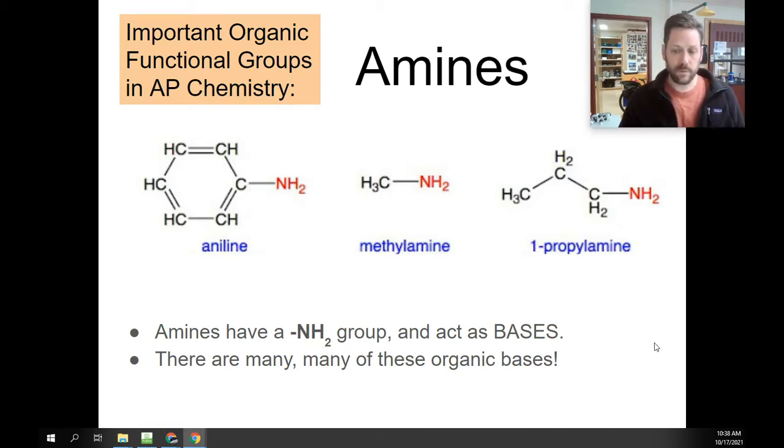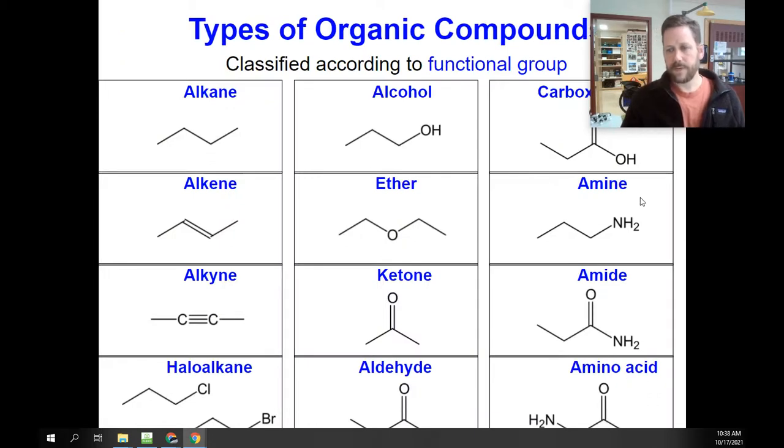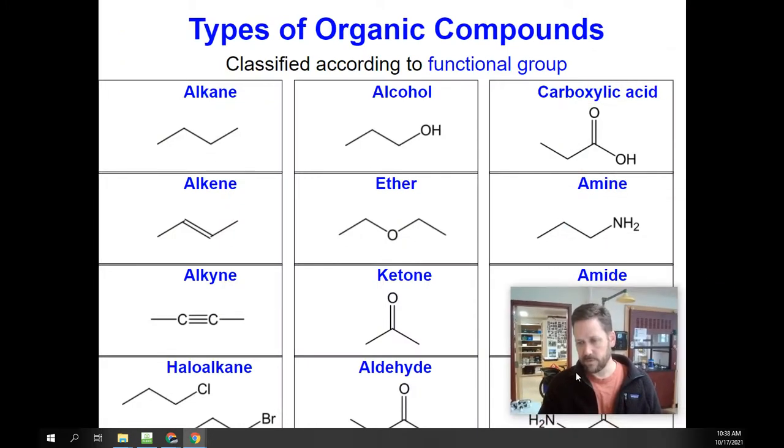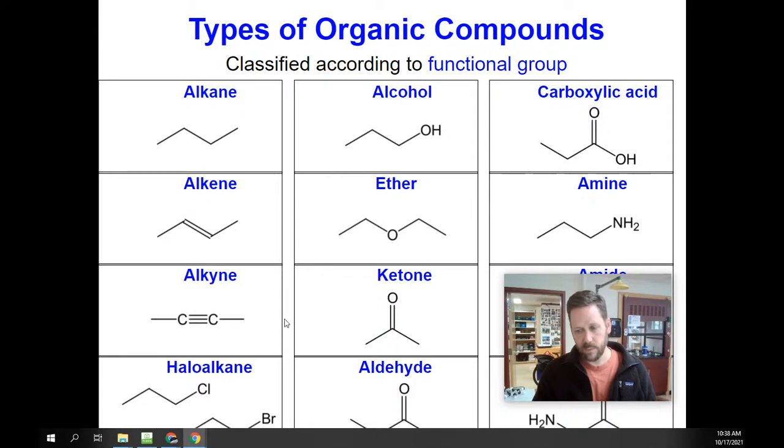This is a huge group of organic bases, and a lot of the time when we study acid-base chemistry, we'll be thinking about amines, which are proton acceptors. When they accept a proton, they will often become something that ends in NH3+ because they have gained that hydrogen and the positive charge associated with it. So those are all very important functional groups for us to be familiar with. And you can see there's many, many more.